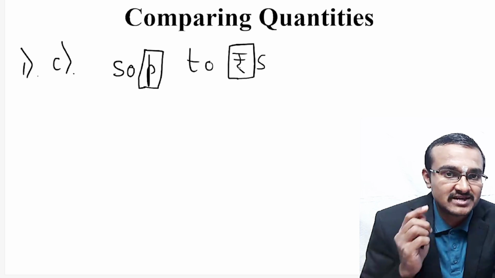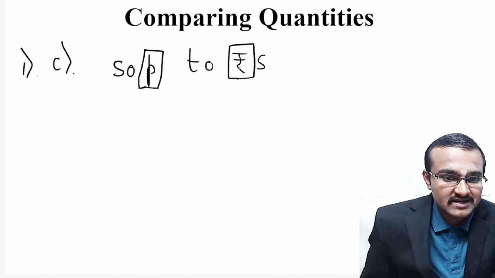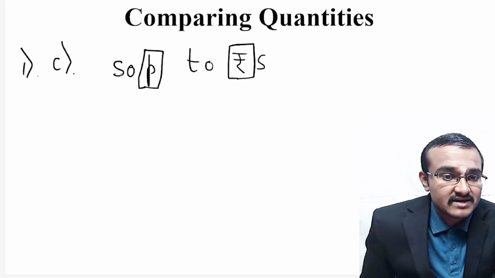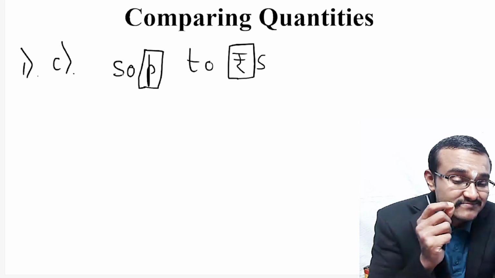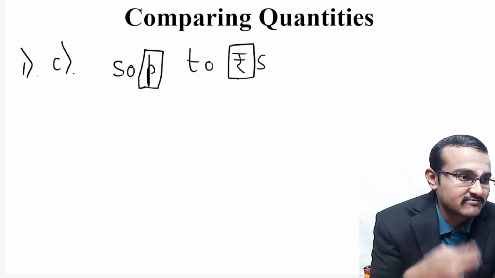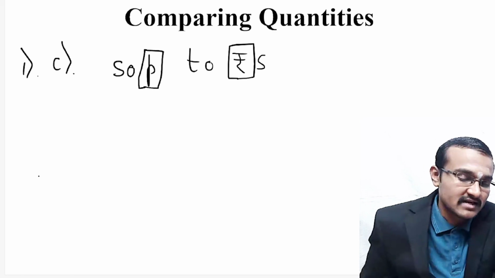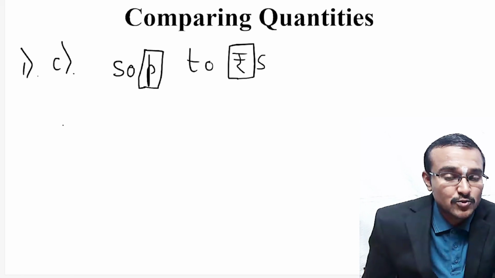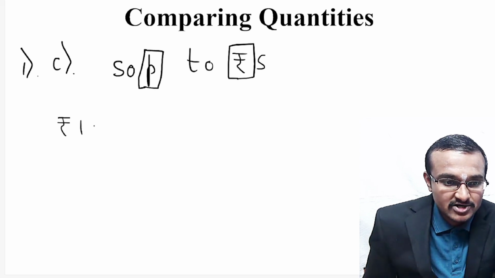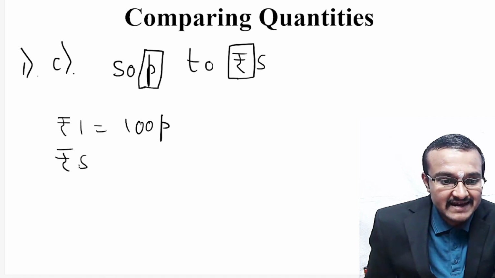So here you should actually convert rupees into paisa, because here 5 is given and here 50 is given, but one is in terms of paisa and the other in rupees. So either you convert 50 paisa into rupees, that will be 0.5 rupees, or you convert 5 rupees into paisa. I'll convert 5 rupees into paisa. So what is 5 rupees? 1 rupee is equal to 100 paisa, so 5 rupees will be 500 paisa.